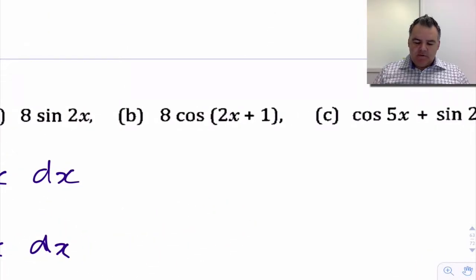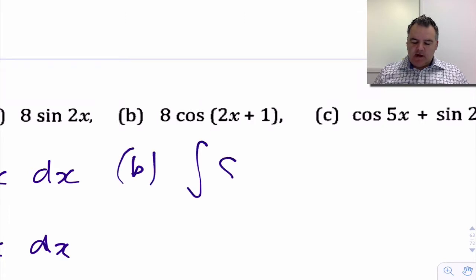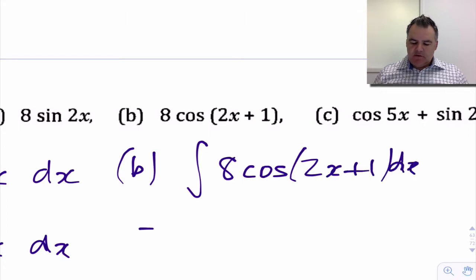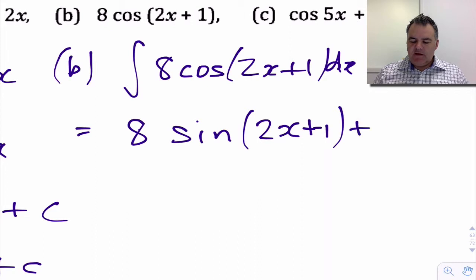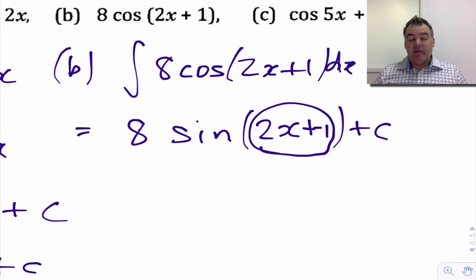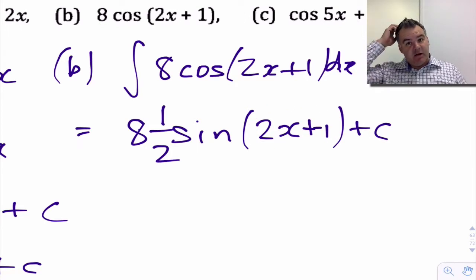Part B, we've got the integral of 8 cos of 2x plus 1. Okay, let's see if we can do this one. Again, I'm just going to put the 8 out the front. The integral of cos is sine. So I know this is going to be sine of 2x plus 1 plus c. That looks good, but we've got this 2x plus 1 to worry about. I have to take into consideration the derivative of that function. When I differentiate this, I'm going to be timesing by 2. So to undo that effect of timesing by 2, I'm going to put a half at the front. This is the reverse chain rule coming in here, guys, again applied to trigonometric functions.